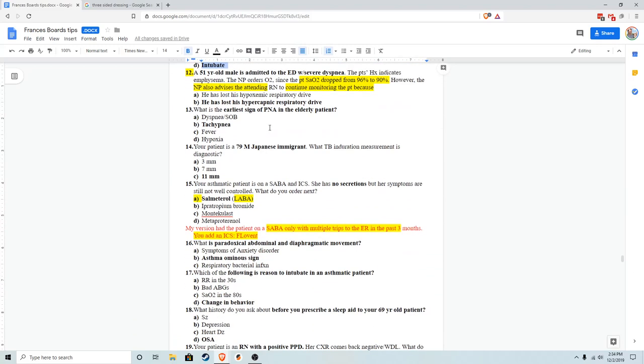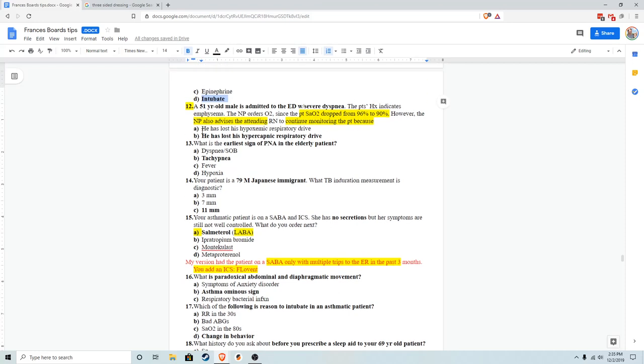Number 12, a 51-year-old male is admitted to the emergency department with severe dyspnea. Patient's history indicates emphysema. The nurse practitioner orders oxygen, since the SAT dropped from 96 to 90 over the course of, I'm assuming, an hour. However, the NP also advises the attending nurse to continue monitoring the patient because A, he's lost his hypoxic respiratory drive, or B, he has lost his hypercapnic respiratory drive.